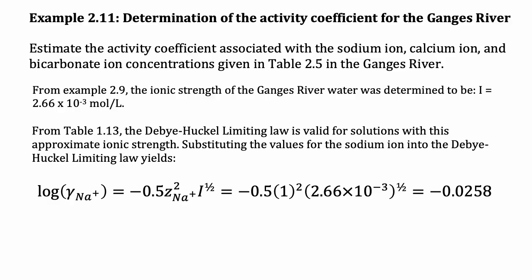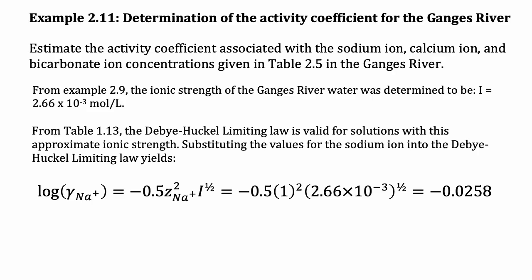The log of gamma for sodium, the activity coefficient for sodium, is going to equal minus 0.5 times z squared times the square root of the ionic strength. In this case, our z value is 1, so it's going to be minus 0.5 times the square of 1 multiplied by the square root of the ionic strength, which was 2.66 times 10 to the minus 3.